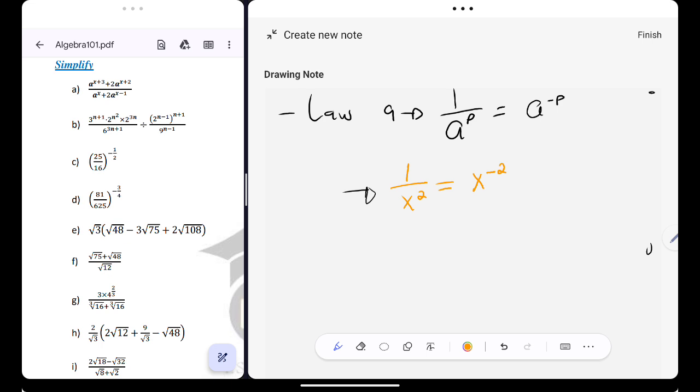All together. Sometimes you will have a number which is not 1, like 3 over x to the power 4. This is the same as taking the 3 multiplying with 1 over x to the power 4. So you'll just say 3 multiplied by x to the power negative 4. You can just move from here to here. There's nothing wrong.